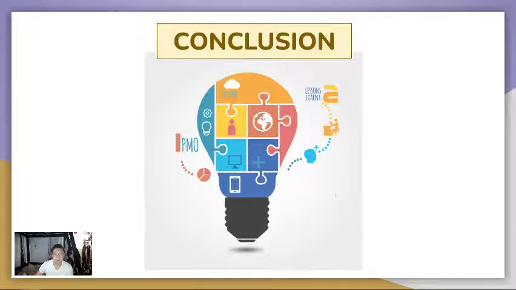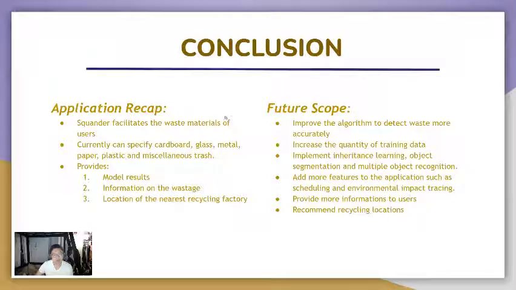Thanks, Austin. Moving on to our conclusion. Squander the application is looking to facilitate the waste materials of users. Right now, the application can currently specify cardboard, glass, metal, paper, plastic, and miscellaneous trash. Our application provides model results, information on the wastage, and the location of the nearest recycling factory.